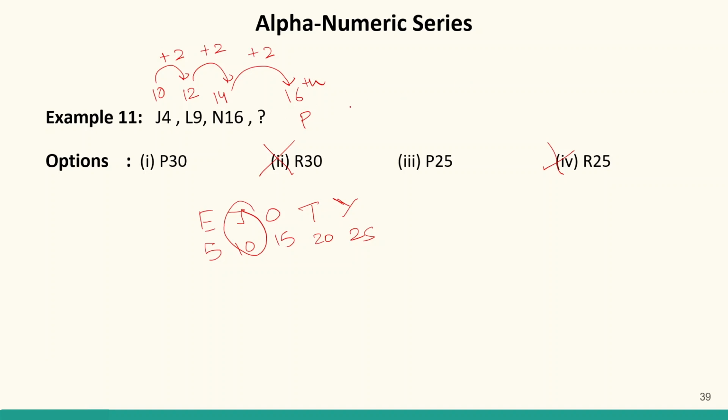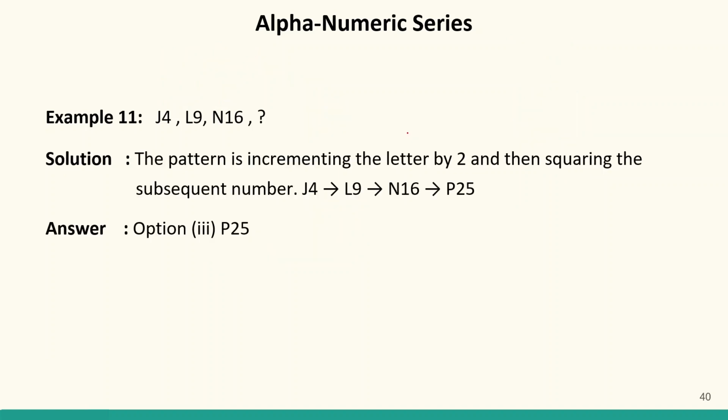Now let us look at the numbers. I can say 4 can be represented as 2 square. 9 can be represented as 3 square. Similarly, 16 can be represented as 4 square. So we have to find out 5 square, which is 25. That is why remembering the square roots is very important. Square and square roots, right? So the number will be 25. So the answer will be P25. That is option number 3.